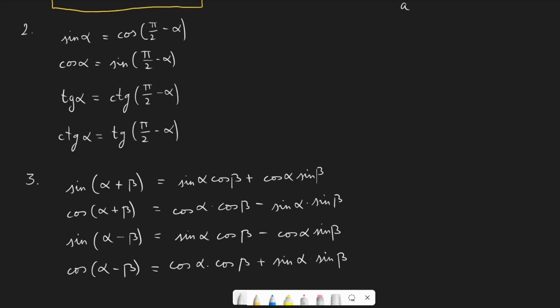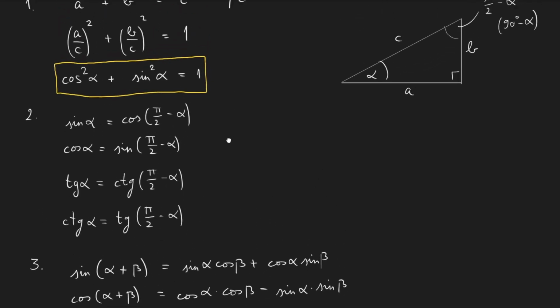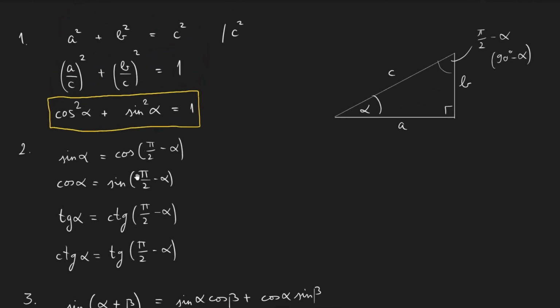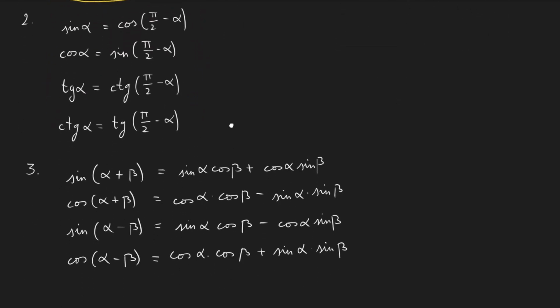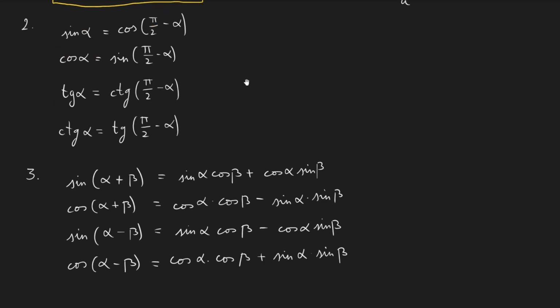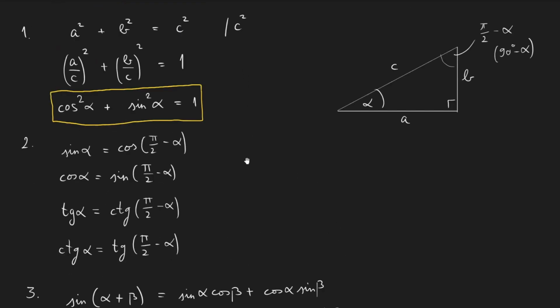So you don't have to memorize these identities. It is good if you know the first and the second group of identities because these are the most important ones. But the third type of identities is not crucial for you to know. So in this video, we looked at the most important trigonometrical identities.